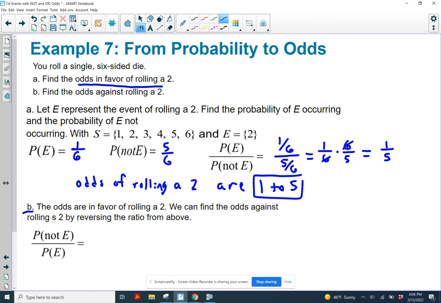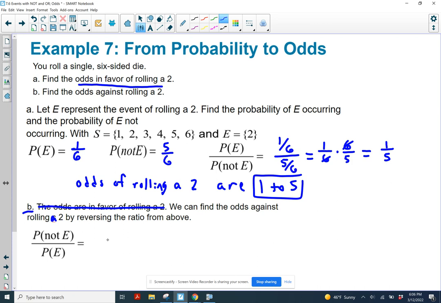Okay, let's do part B. We can find the odds against rolling a 2. The odds against rolling a 2, we can just reverse it. I'm not sure why that's even there. I don't think it's supposed to be. That kind of confused me for a second. Let's just scratch that out. We can find the odds against rolling a 2 by reversing the ratio from above.